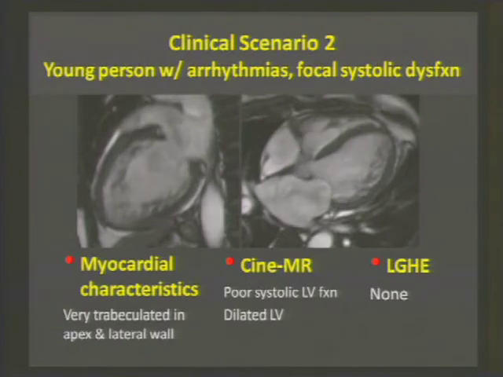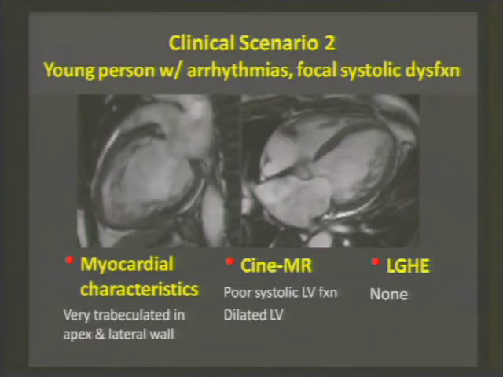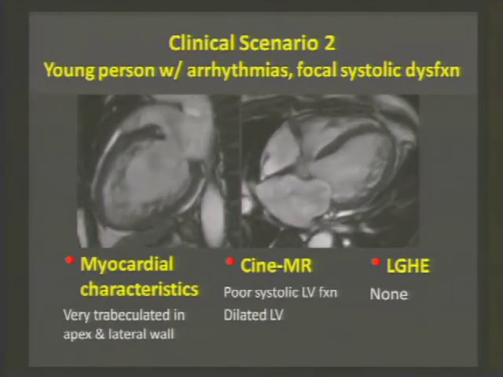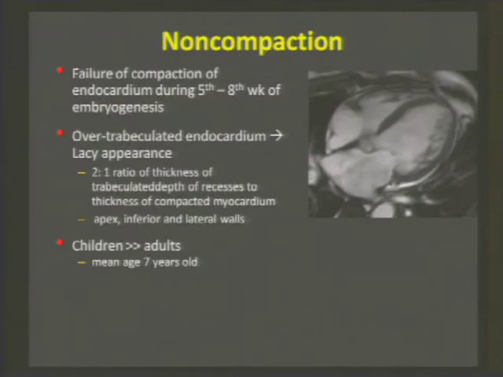There is overtrabeculation of the myocardium of the lateral wall and the apex, and mostly in the mid to distal myocardium. I'm not showing you the late gadolinium enhancement images, but that was normal. This pattern that I'm showing you is non-compaction. This is caused by failure of compaction of the endocardium during the 5th to 8th week of embryogenesis.